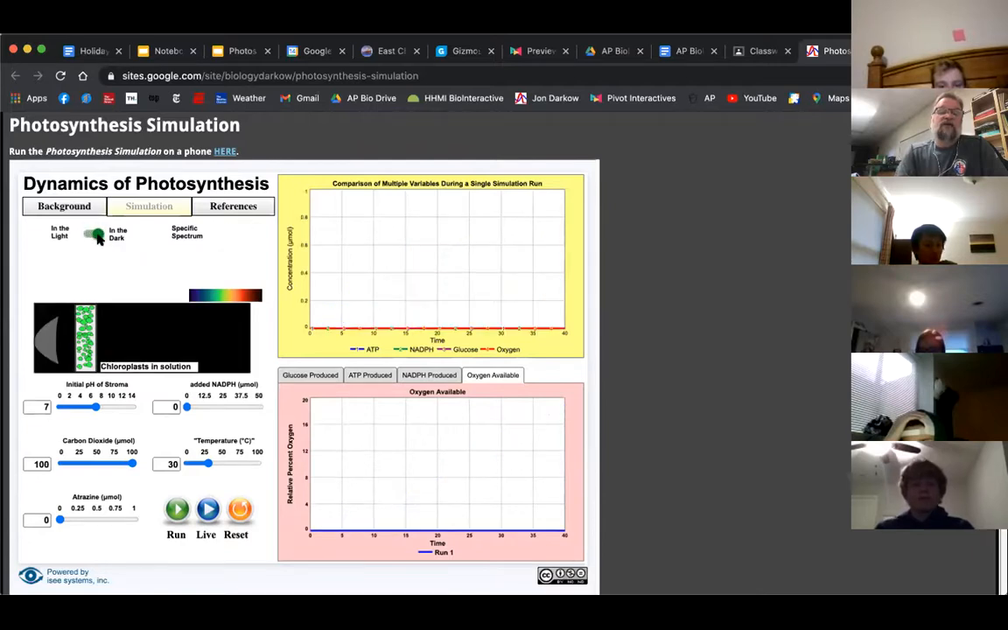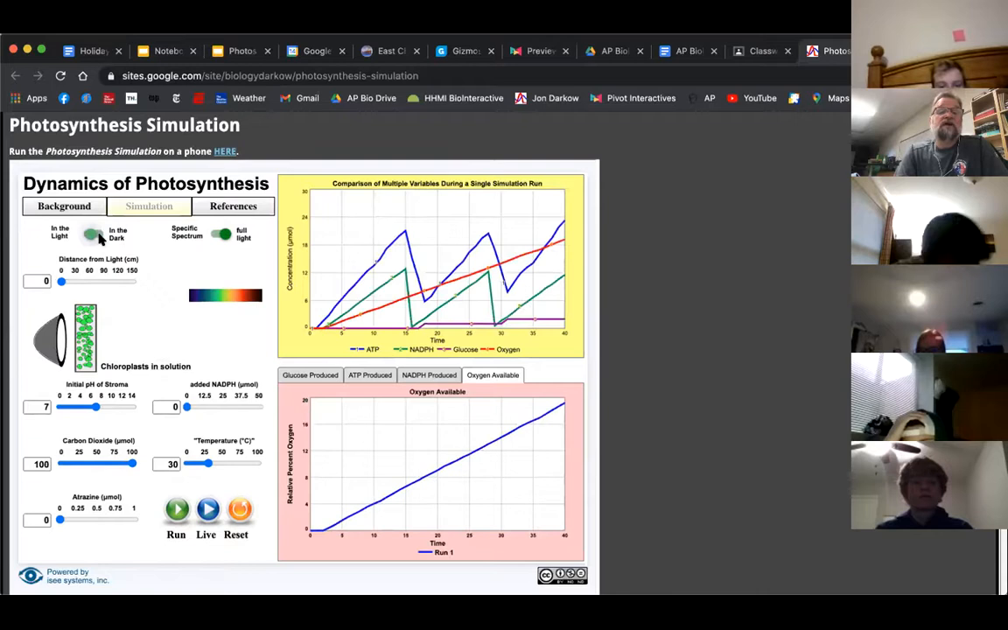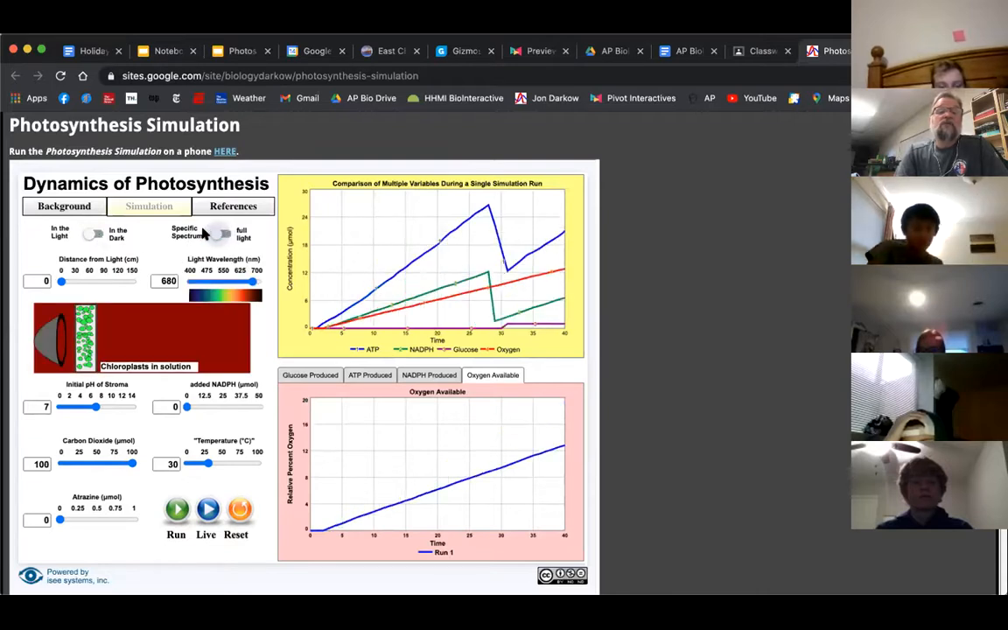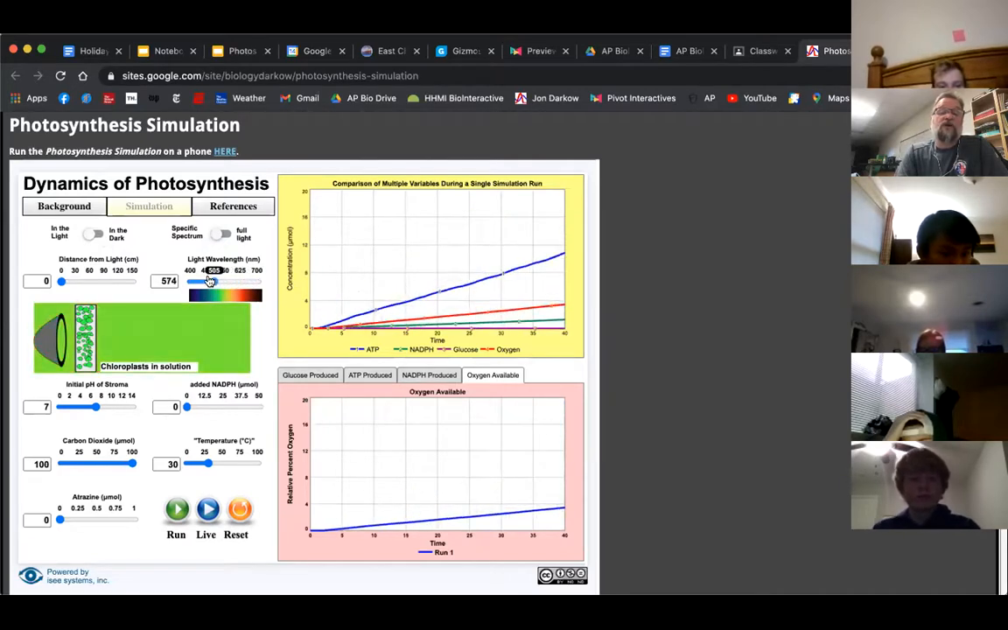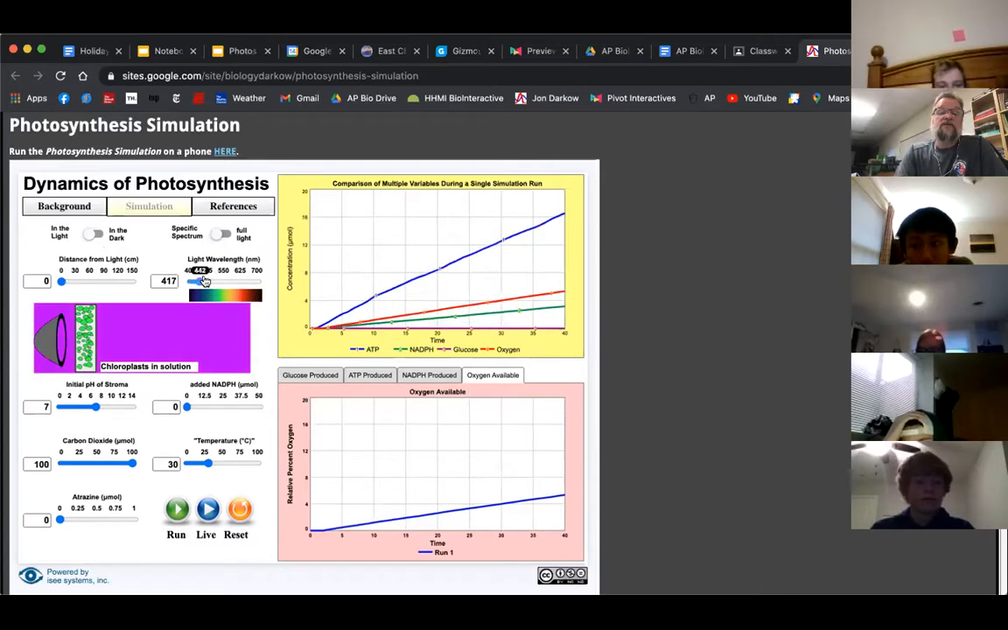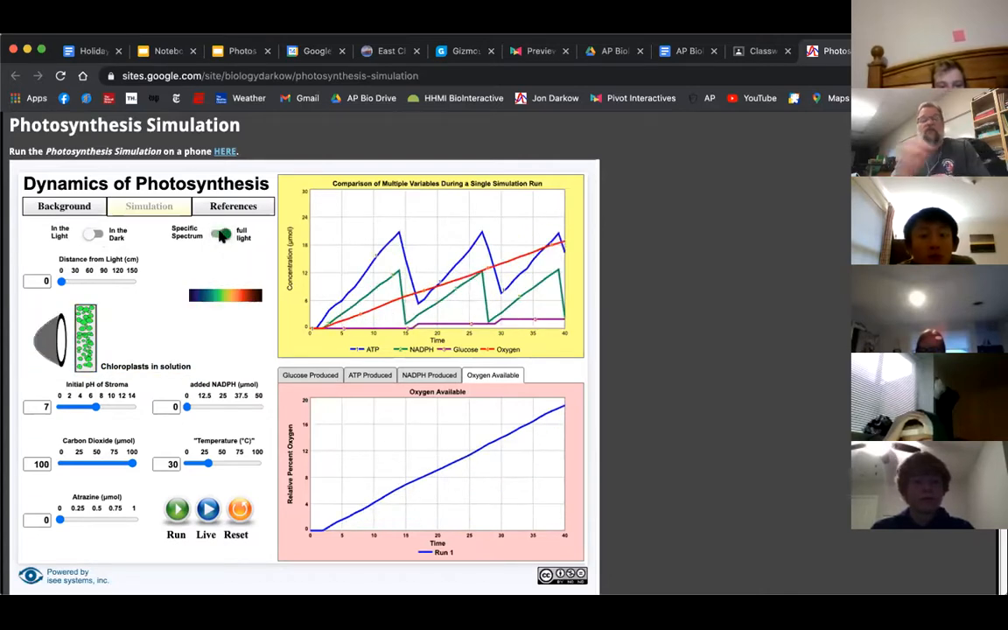Understand if you put it on dark, that just simply means there's no light available. If you go to spectrum, you can change the spectrum by wavelength. So here we're in the red spectrum. We can move it into the orange, yellow, green, et cetera. So those are all variables you can change.